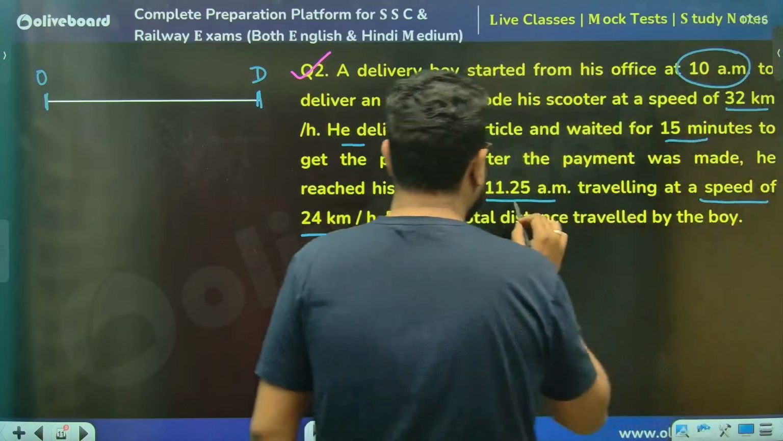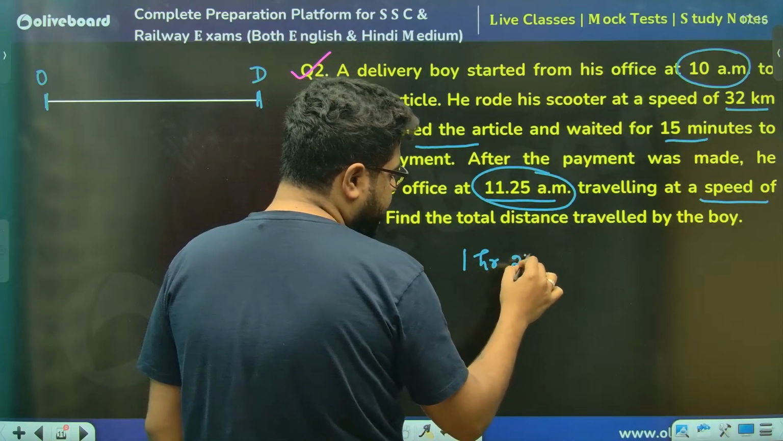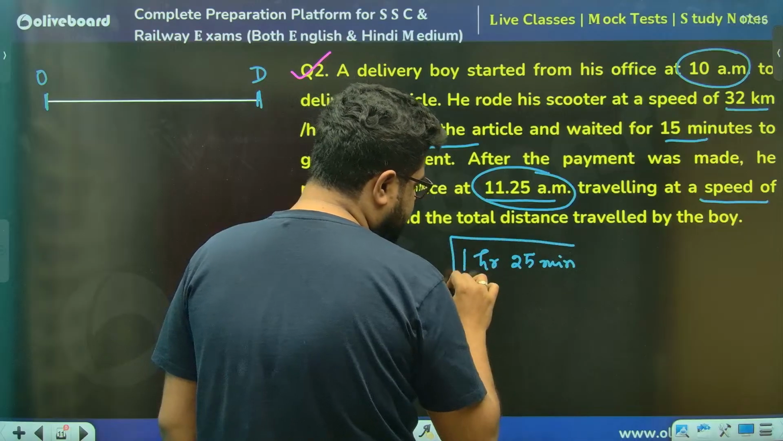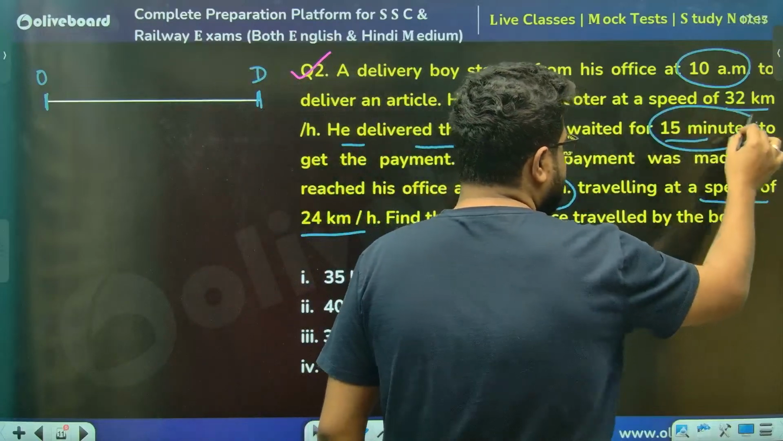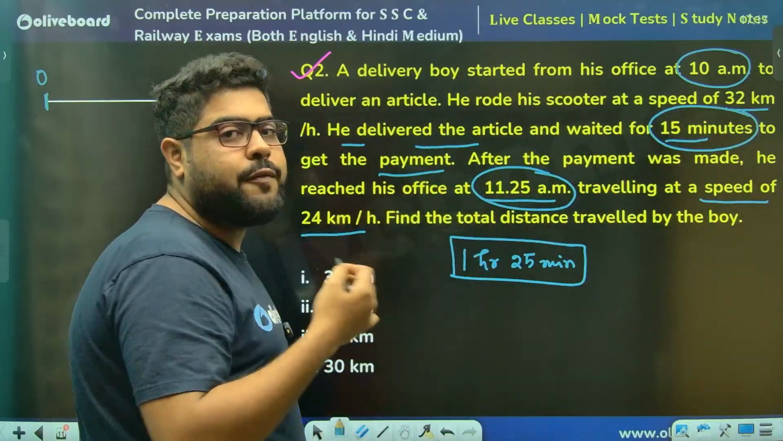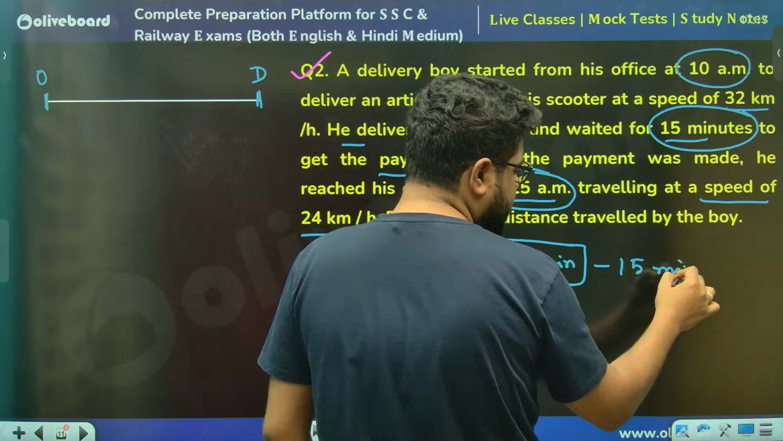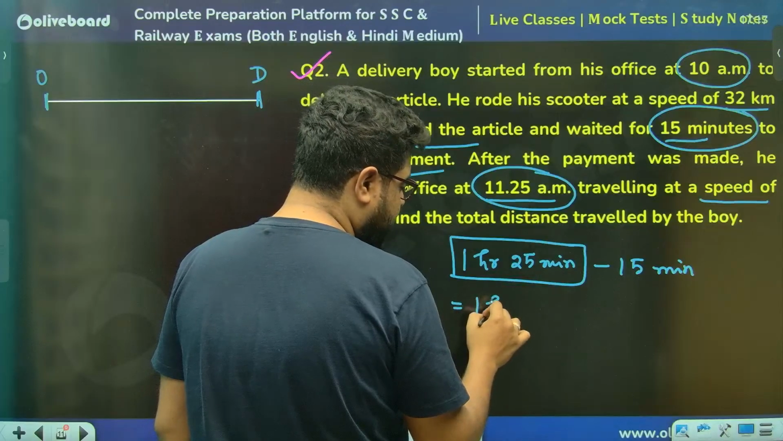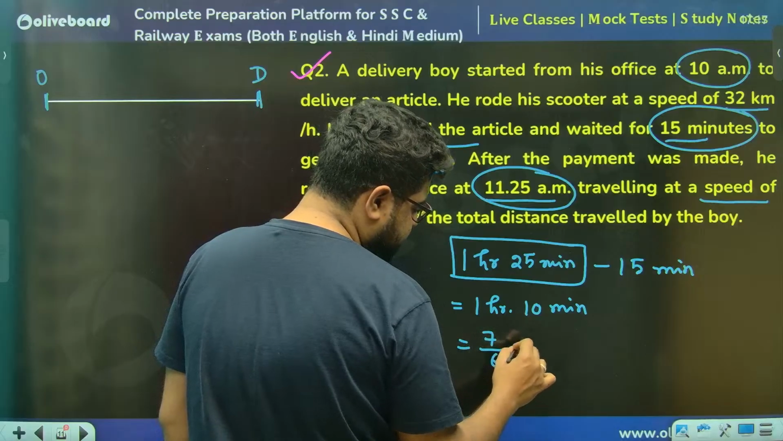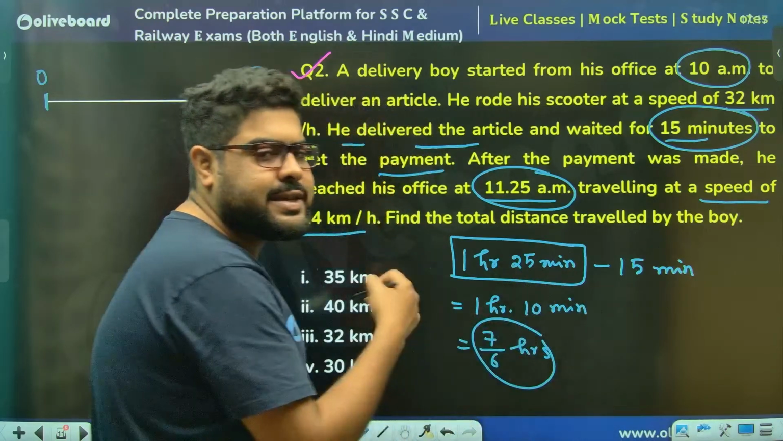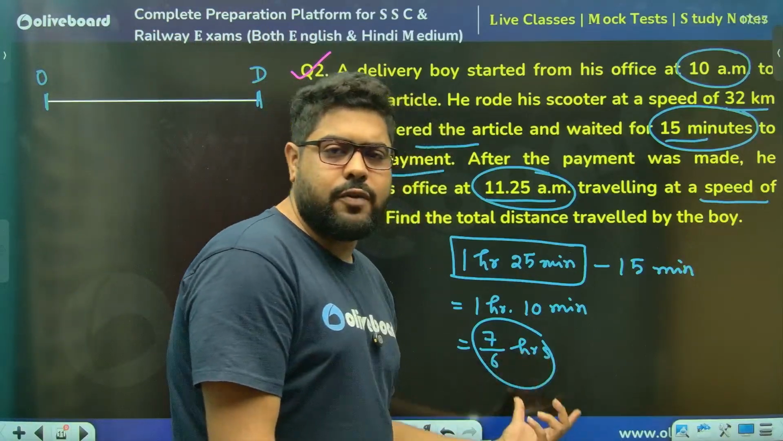From 10 a.m. to reaching at 11:25, meaning 1 hour 25 minutes. But during this 1 hour 25 minutes, was he riding always? No. For 15 minutes he was stationary to get the payment. So the time of travel is minus 15 minutes, because that much he was stationary. So it is 1 hour 10 minutes, or you can say 7 by 6 hours. See, 70 minutes by 60, that is 7 by 6 hours. Simple.